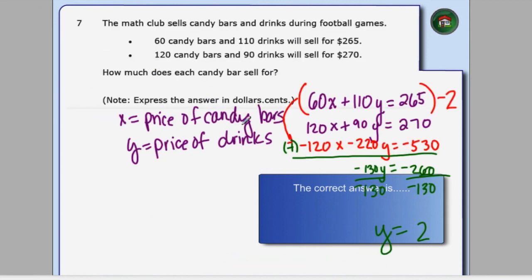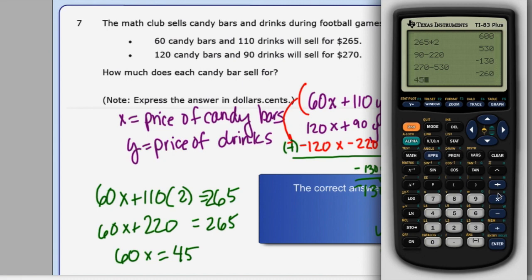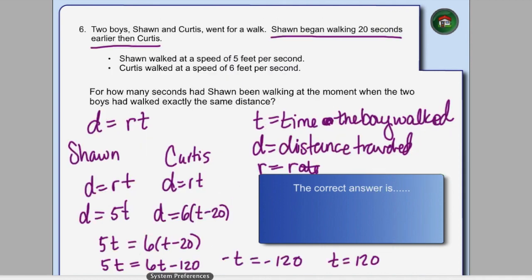So it wants the price of the candy bar. So what you have to do is take this and plug it back into an equation for Y and solve for X. So this would be 220, 265, and 60 there. I would subtract 220 from 265, and that would leave me with 45. And then you would do 45 divided by 60, to get 75 cents. And that's it.